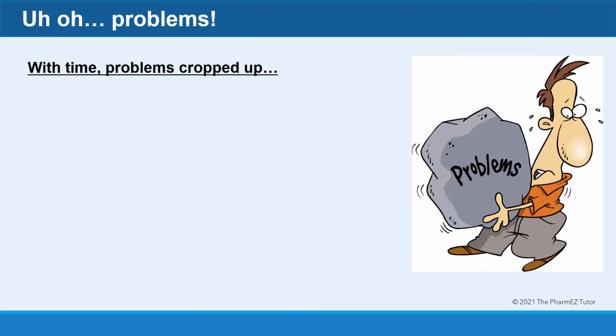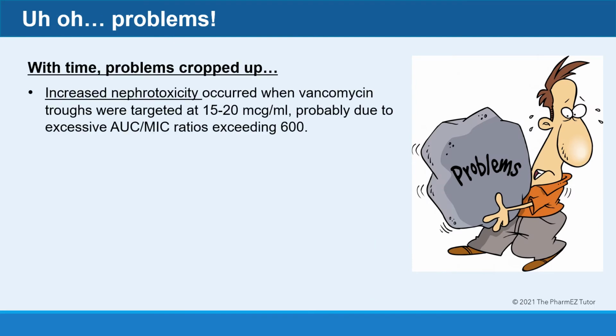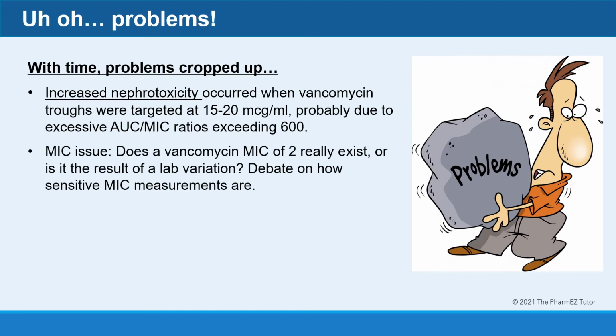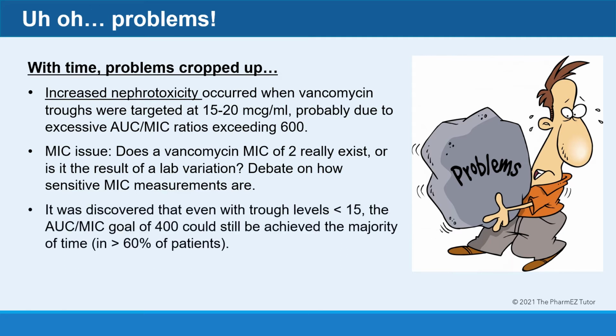With time, problems cropped up. Increased nephrotoxicity occurred when vancomycin troughs were targeted at 15 to 20 micrograms per mil, probably due to excessive AUC-MIC ratios exceeding 600. The MIC issue was brought up. Does a vancomycin MIC of 2 really exist, or is it just the result of lab variation? It was debated on how sensitive MIC measurements were. And finally, it was discovered that even with trough levels less than 15, the AUC-MIC goal of 400 could still be achieved the majority of time, in even greater than 60% of patients.